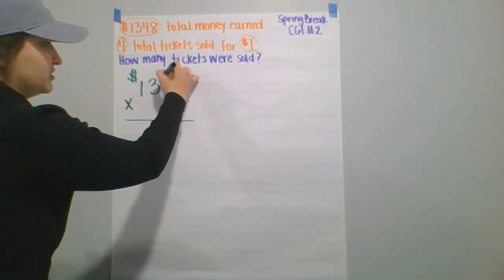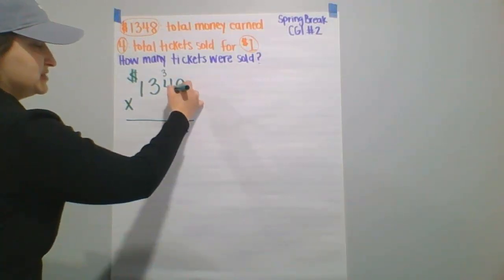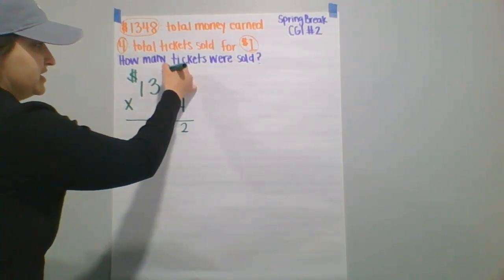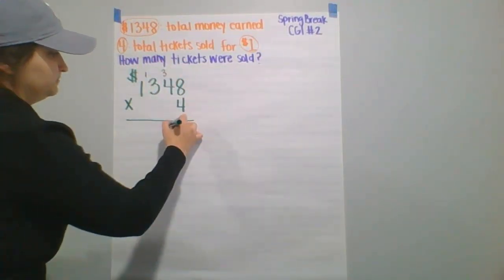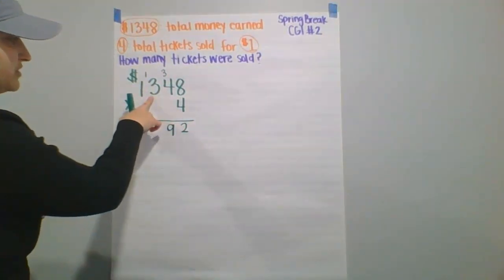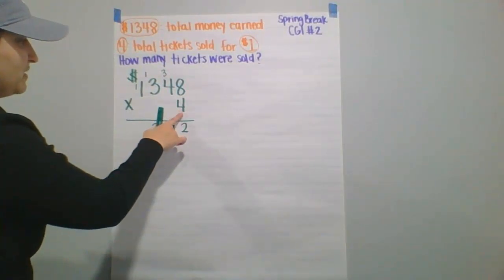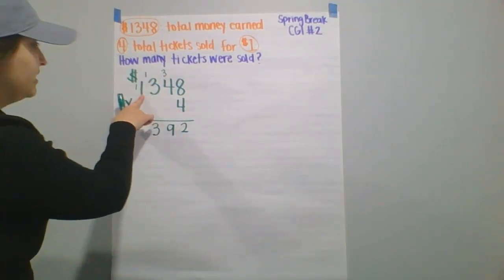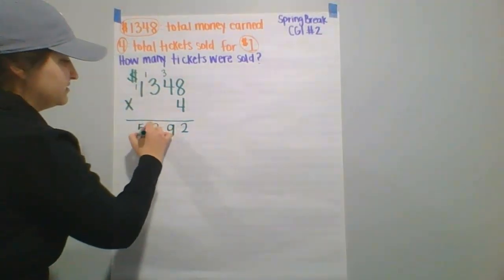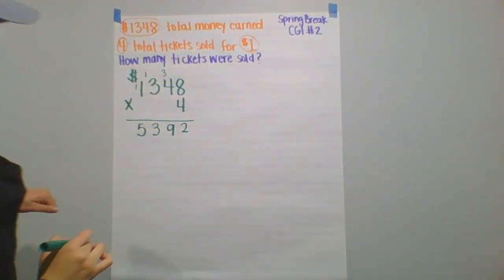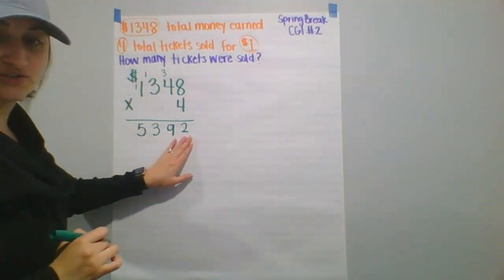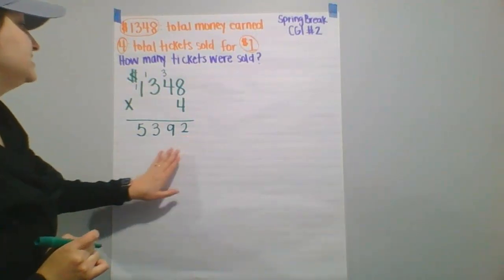4 times 8 is 32. 4 times 4 is 16. Plus 3, 17, 18, 19. 4 times 3 is 12. Plus 1 is 13. 4 times 1 is 4. Plus 1 is 5. So we have 5,392 tickets.